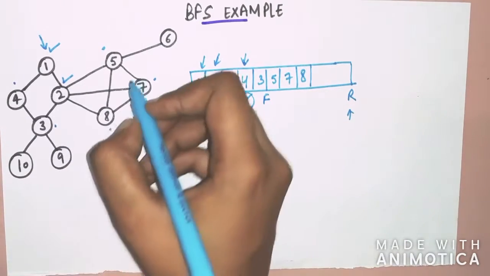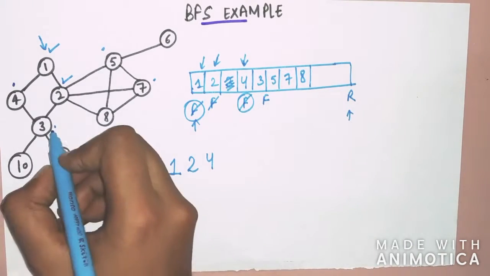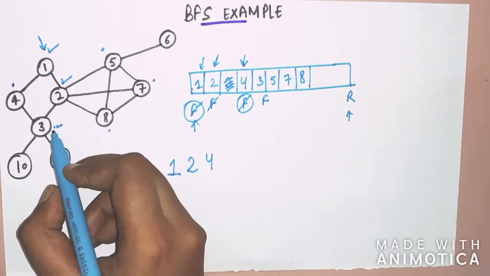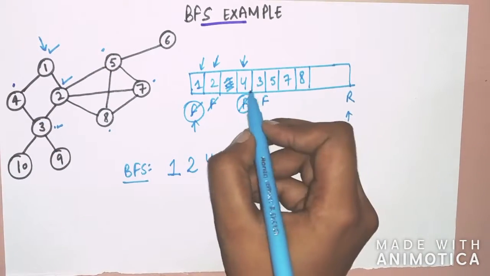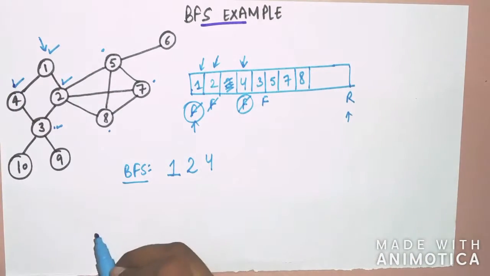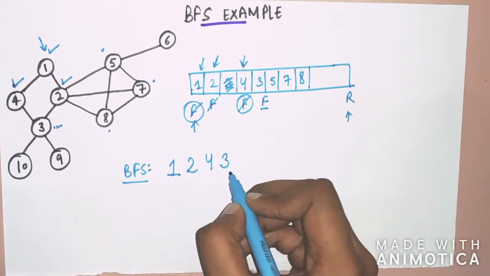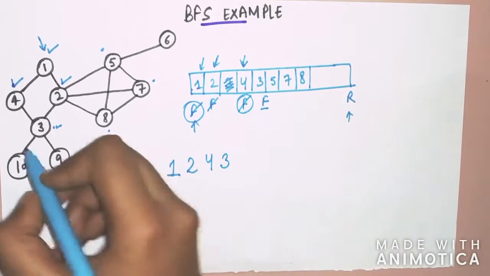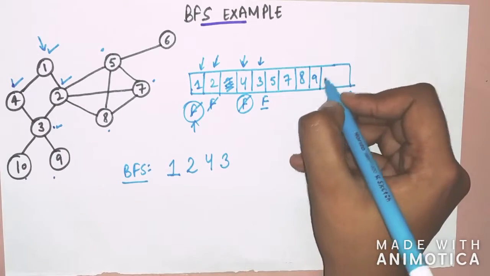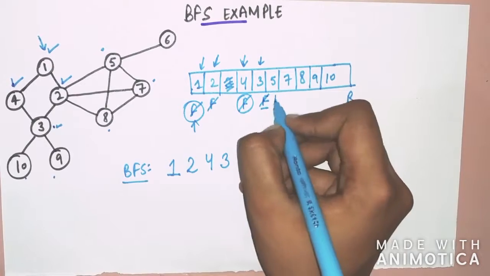Now for the fourth node, 4, the adjacent nodes are basically 3 and 1. The 1 is already visited, so we can't enqueue it, so only 3 is left. We can see that 3 is already in the queue too, so we cannot enqueue it again, so 4 is visited too. Now I have to dequeue 3. My 3 will be printed out, and its adjacent nodes are 10 and 9 only. I'm going to enqueue them because they're not in the queue and not visited yet, and my front will become 5.